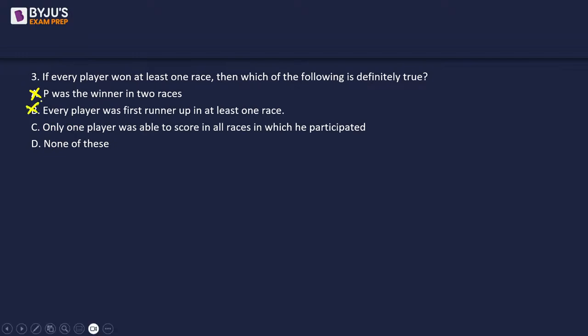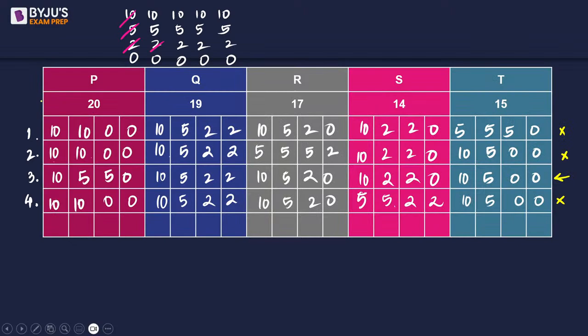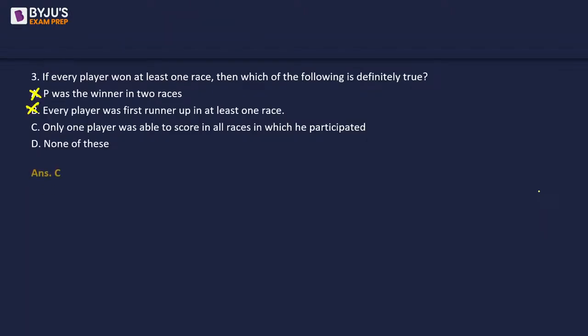Only one player was able to score in all races in which he participated. It means that of the 5 players, 4 came last at some point in some race, and one person did not. So this is true. P came last, R came last, S and T also came last in at least one of the races. It was only Q who did not come last. So the answer is going to be the third. The third is definitely true, option C.